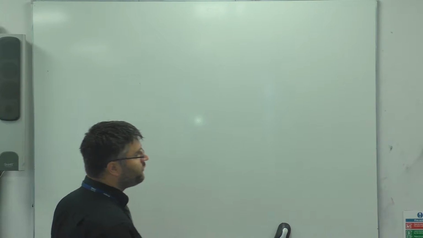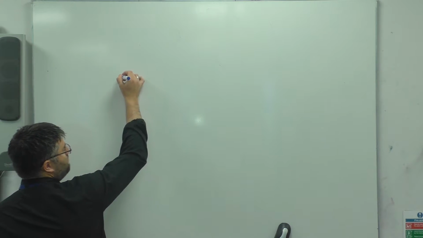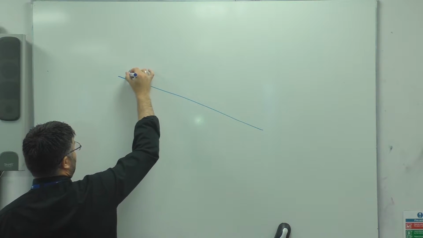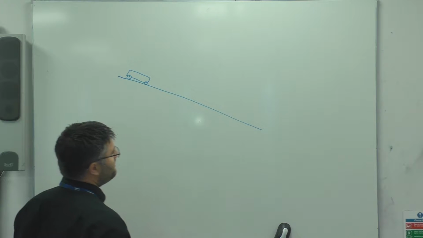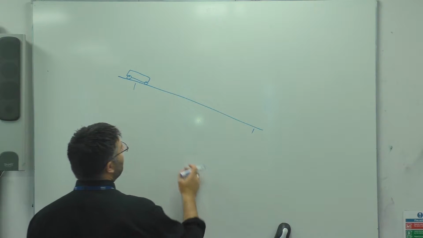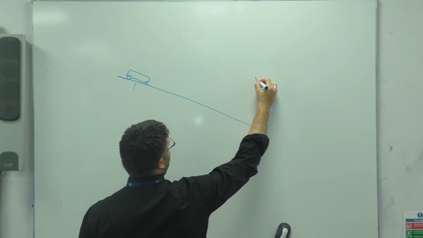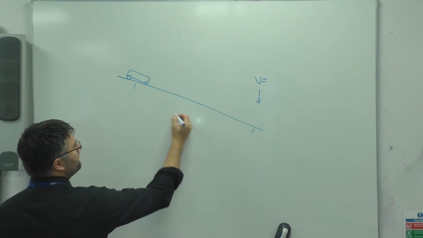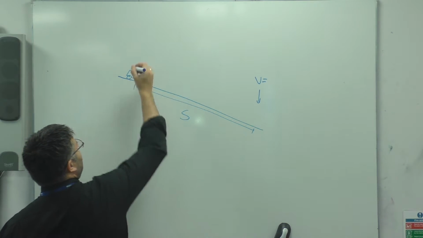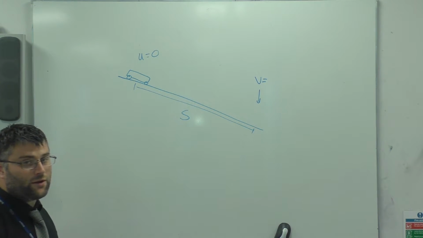So a practical you've probably already done by now is the car down a ramp practical, apologies. In a car down a ramp you might, for example, measure the distance between two light gates, and then measure the instantaneous velocity at a point here. Call that V. And we've got distance S, and we've got an initial velocity of U. So well done if you guessed it, we've got a SUVAT problem coming up.